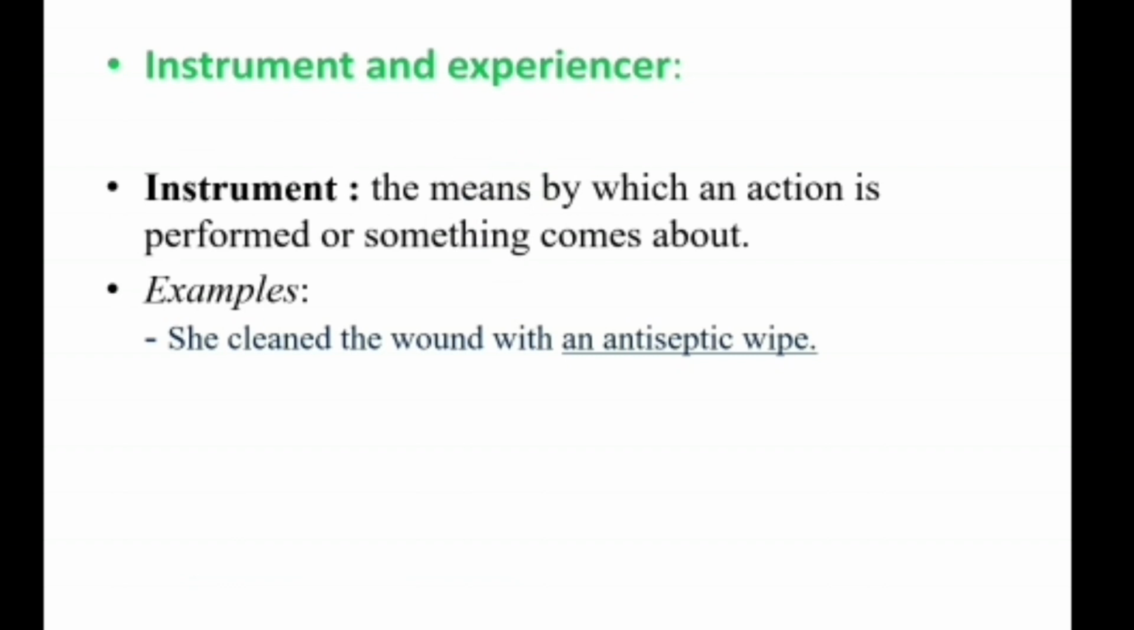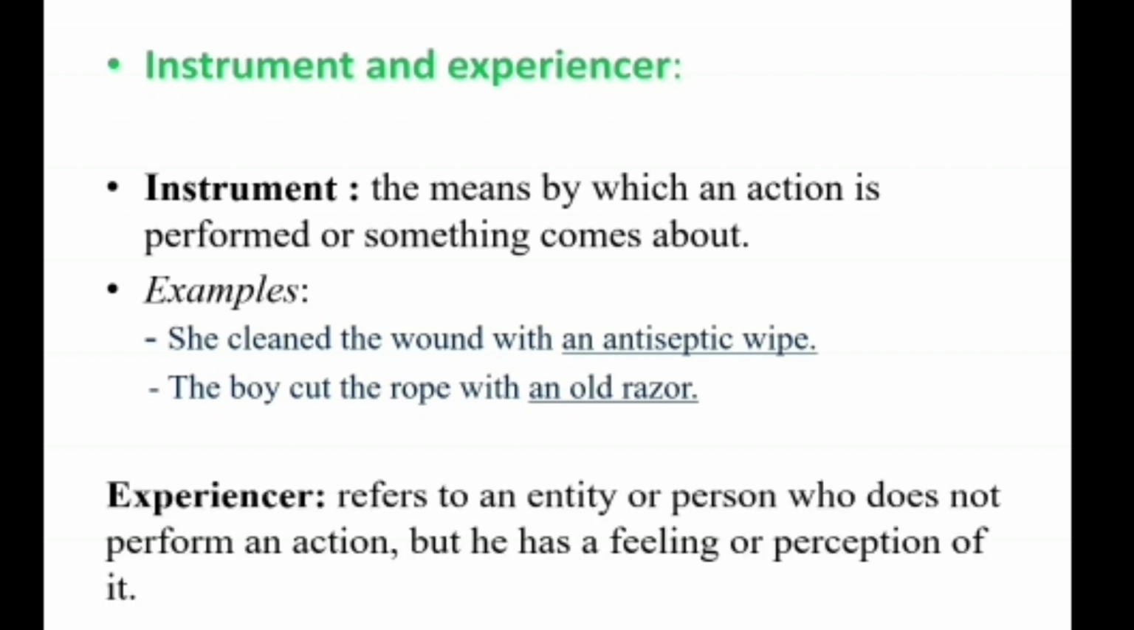For example, as you can see here, she cleaned the wand with an antiseptic wipe. So here she did the action of cleaning with what? Or using what? Using an antiseptic wipe. So antiseptic wipe here is the instrument. Another example is the boy cut the rope with an old razor. An old razor here is the instrument that is being used by the boy in order to do the act of cutting. Now the experiencer refers to an entity or person who does not perform the action, but has a feeling or perception of it.